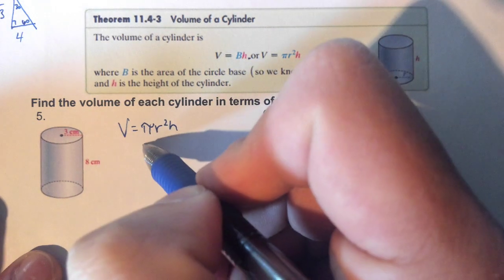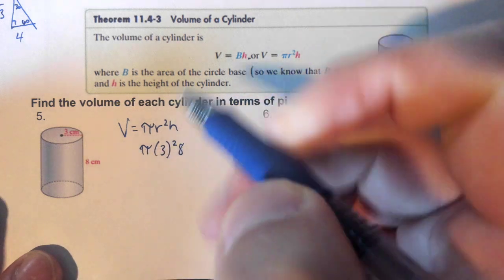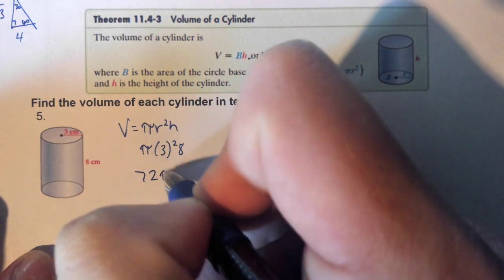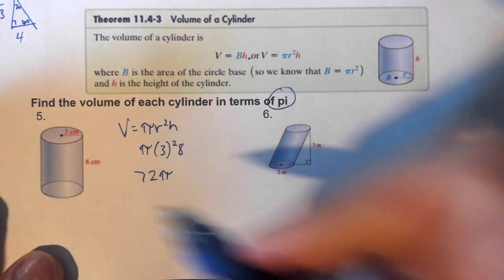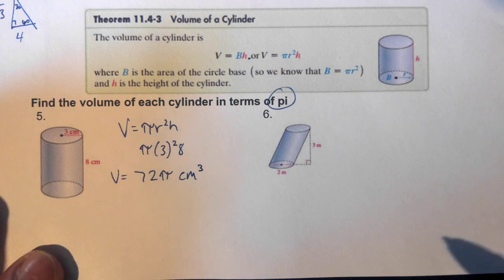So what's the radius of this? 3. 3 squared. Height is 8. So that's 9 times 8 is 72 pi. It says leave it in terms of pi. So there's your volume, 72 pi cubic centimeters.